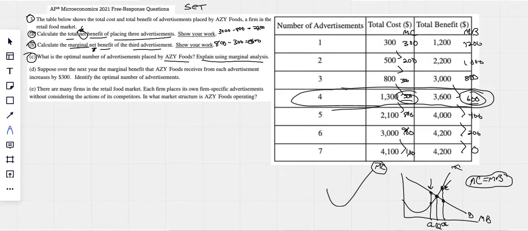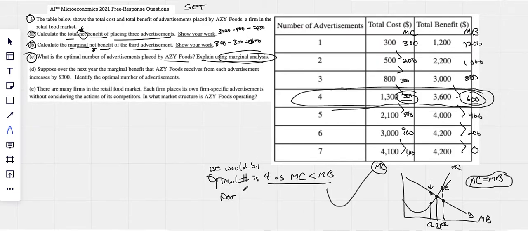All right. 4 looks like the answer, and we would explain this. They want us to use marginal analysis. So all you really need to do here is say that the optimal number is 4 as the marginal cost is less than the marginal benefit. We would buy 4 as marginal benefit is greater than marginal cost, not the 5th as marginal benefit is less than marginal cost.